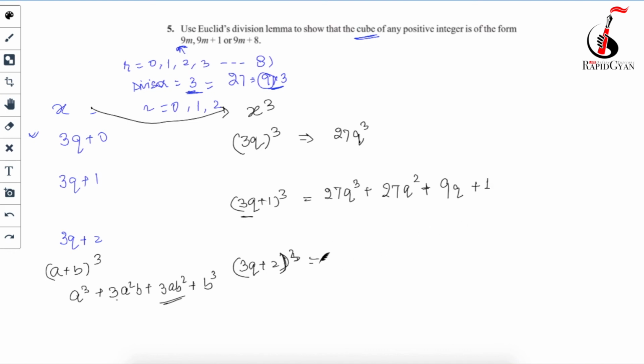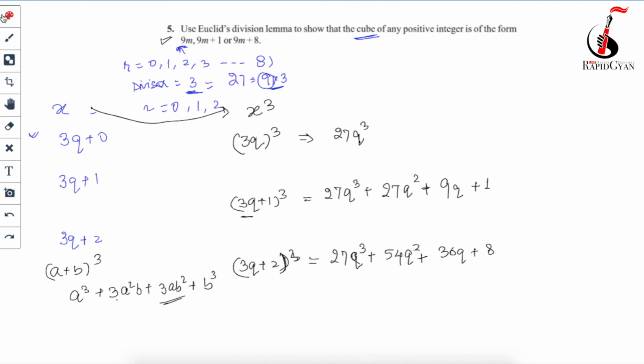Similarly, if I do this for the last one, it will become 27q cube plus 54q square plus 36q plus 8. Okay, so now I will have to write this in the multiple of 9, because in the question I have to prove 9m, 9m plus 1 or 9m plus 8.